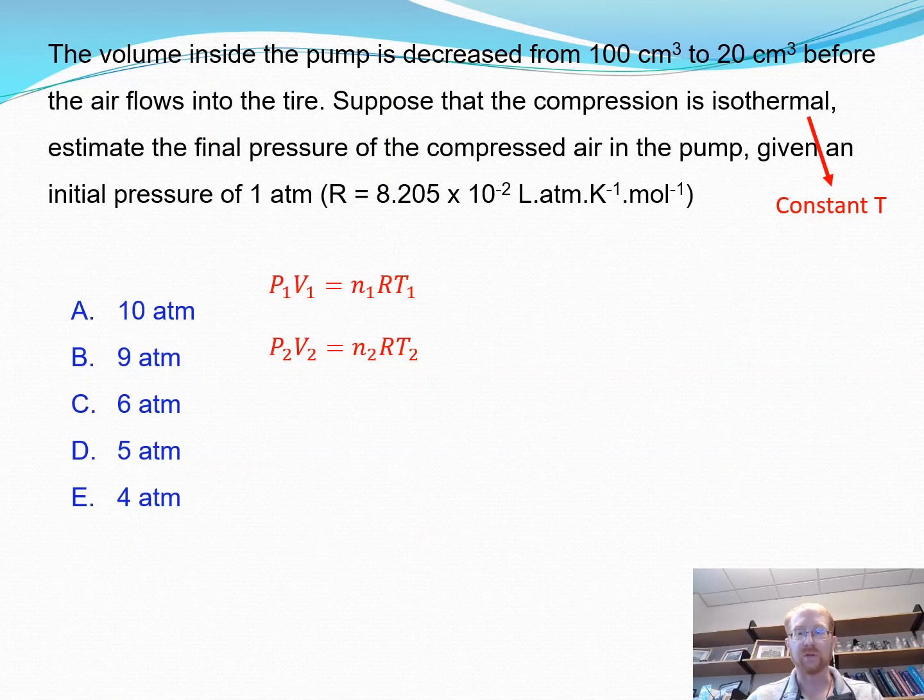My new pressure value, P2, that's the unknown value. But what I can also realize is I'm not changing my number of moles. So n1 is the same as n2. T1 is the same as T2 because this is isothermal, constant temperature. My R value is exactly the same because R is R. That's not changing. So those three terms, n, R, and T, are all the same. They all cancel each other out. So what I'm really left with is P1 V1 equals P2 V2. Okay.